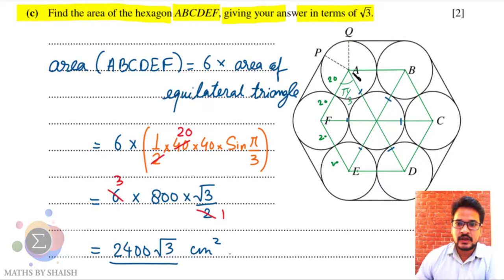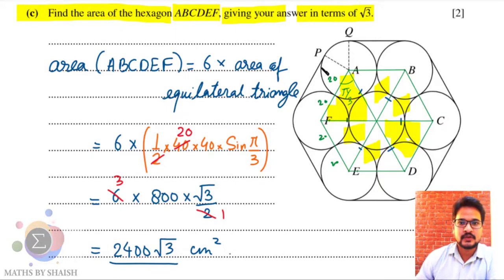In the regular hexagon, if we join the diagonals, we will get 6 equilateral triangles. This is one equilateral triangle, this is another, and there are 4 others, so 1, 2, 3, 4, 5, 6. So there are 6 equilateral triangles, and each angle of the equilateral triangle is pi by 3, 60 degrees, and the side length is 40 here. So all the side lengths are 40.